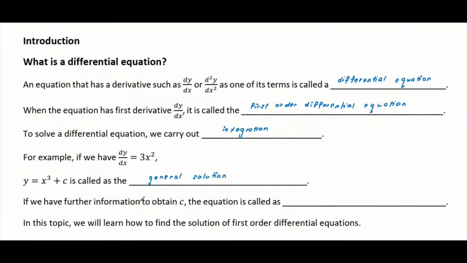So when we have more information for us to find c, meaning maybe the question gives you what is your y when your x equals something, then you can find out what c is. For example, if I have that information, then I know that y equals x cubed plus 2, then this new equation is called the particular equation. Okay, or particular solution. So general solution is a solution with a constant, and particular solution is when you have solved for your c.